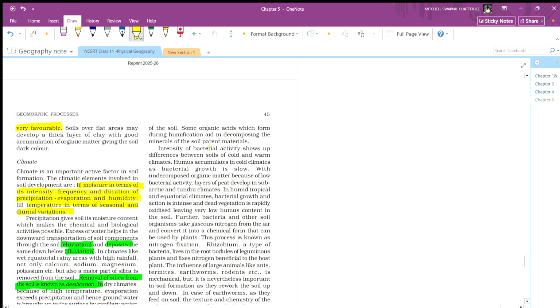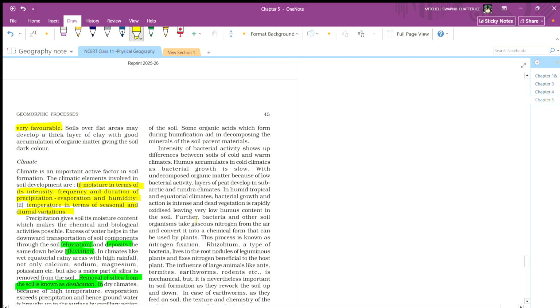The intensity of bacterial activity shows up the differences between soils of cold and warm climates. Humus accumulates in cold climates as bacterial growth is slow. With undecomposed organic matter because of low bacterial activity, layers of peat develop in sub-Arctic and tundra climates. In humid tropical and equatorial climates, bacterial growth and action are intense and dead vegetation is rapidly oxidized, leaving a very low humus content in the soil.